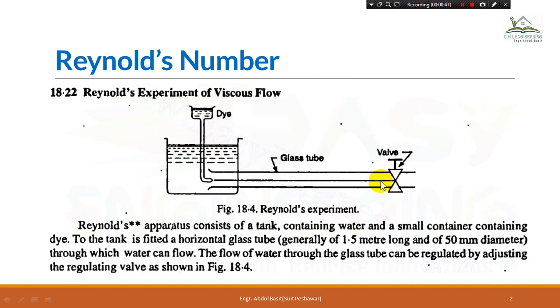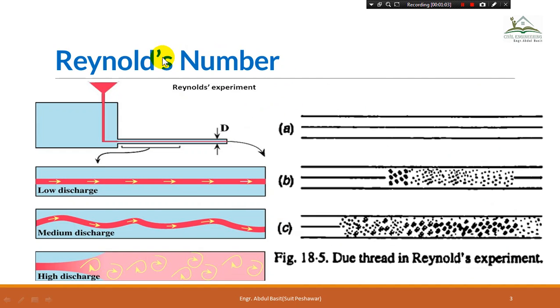Before going there, let me discuss some main aspects of the Reynolds number: how we are determining this, why we need to determine this, and what the mathematical form of the Reynolds number is. So let me move on. These are the expected results that we may get from this experiment.